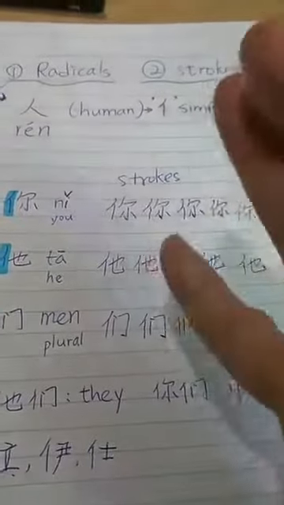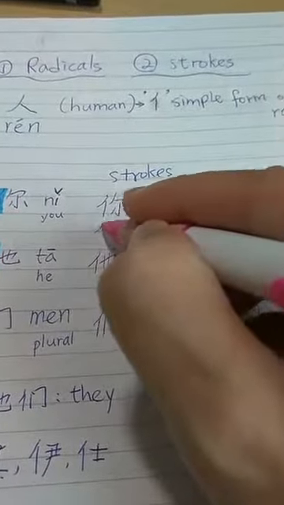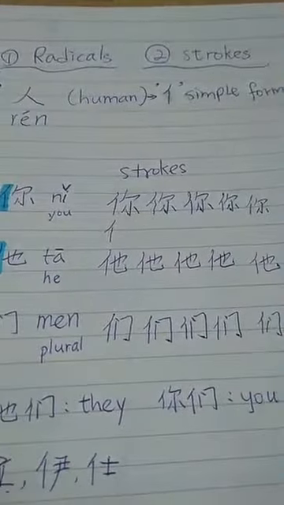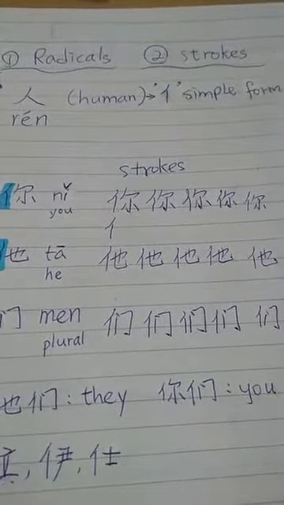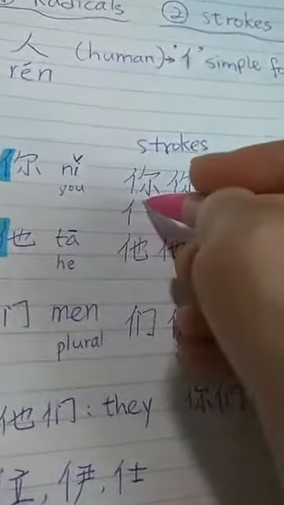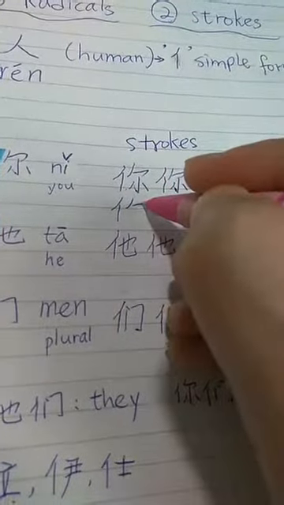Let's write the left part first, the radical, like this. Can you do that? Please practice by yourself. And then the right part, like this. Okay, let's do this slowly.